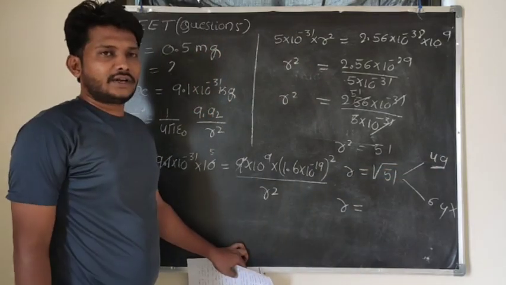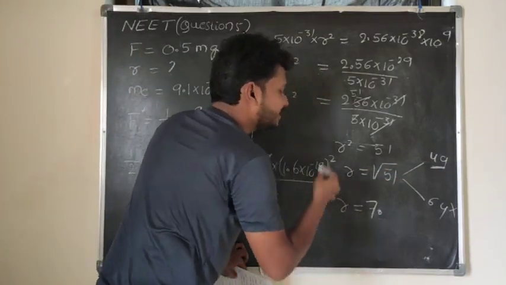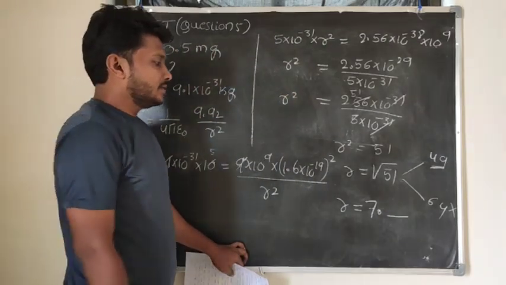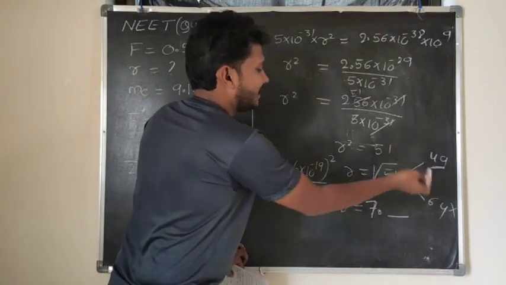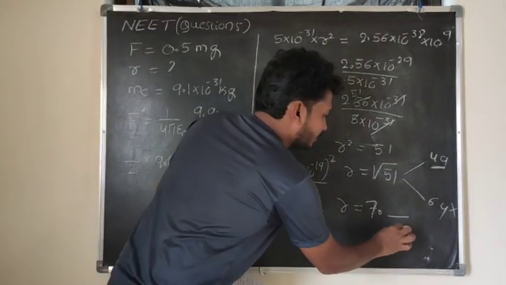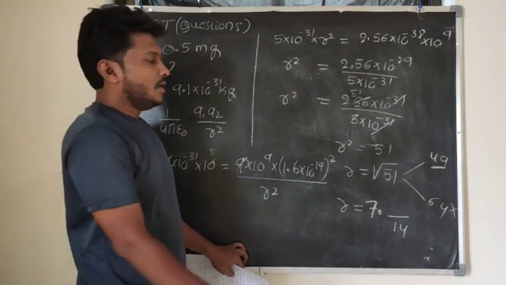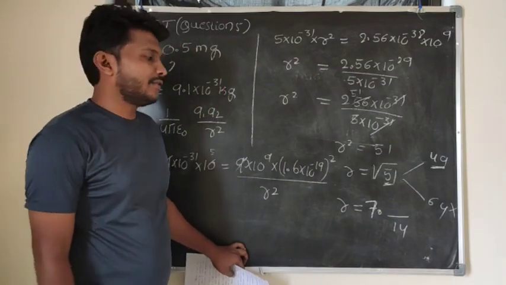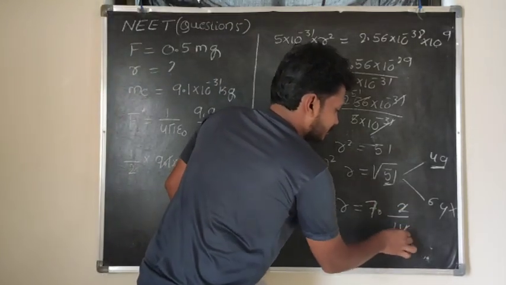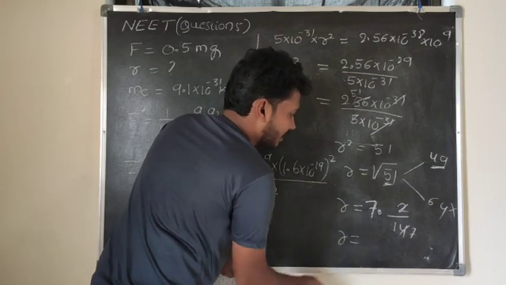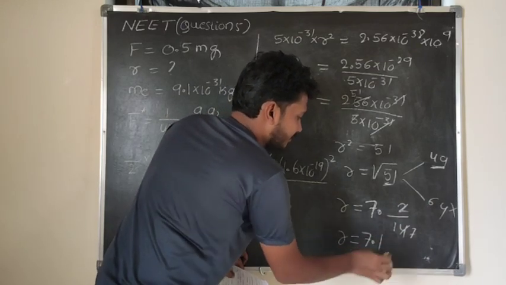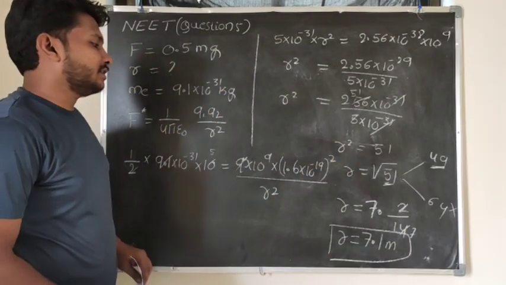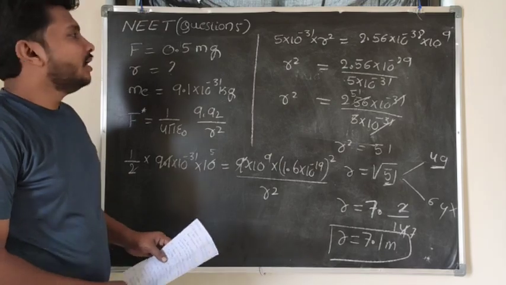So 7 into 7, 49, I said. So write it as 7 point something. How to calculate the 7 point something value here? Whatever number you got here, make it twice, or into 2. 7 into 2, 14 here. Then what's the difference between 51 and 49? 51 minus 49, 2. So 2 by 14, that is 1 by 7, nearly around 0.1. So the r value is equal to 7.1 meter here. What is the distance between the two electrons here? Distance between two electrons is 7.1 meter here.